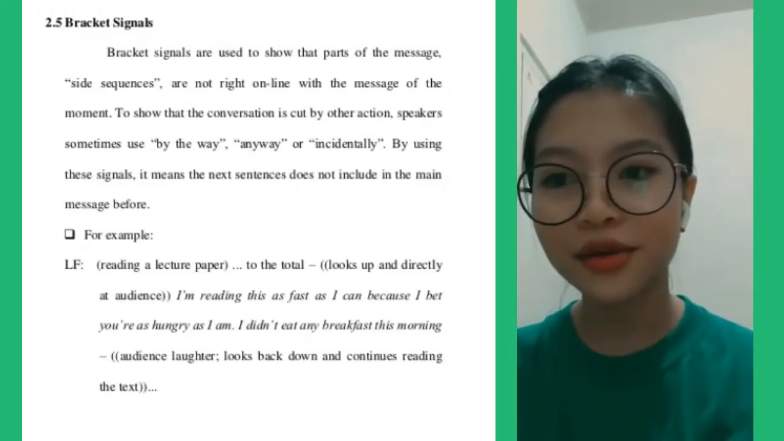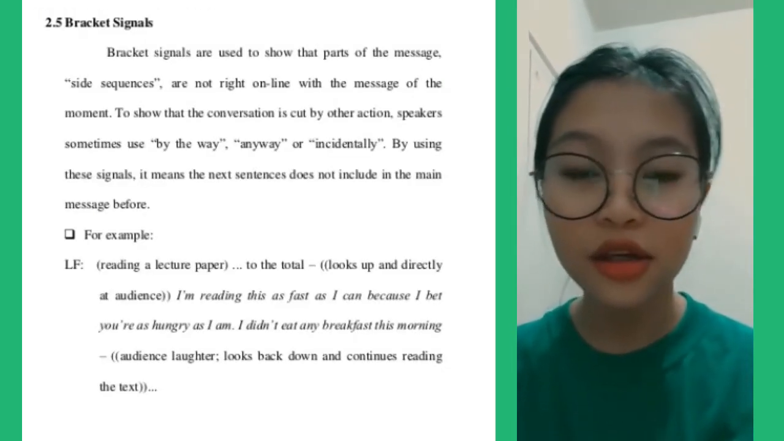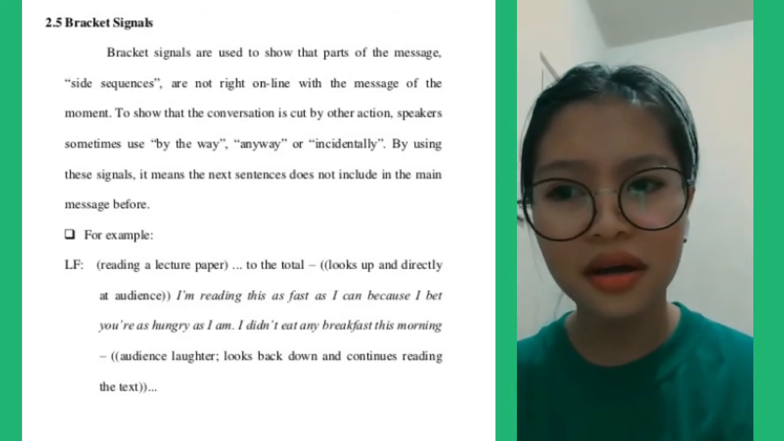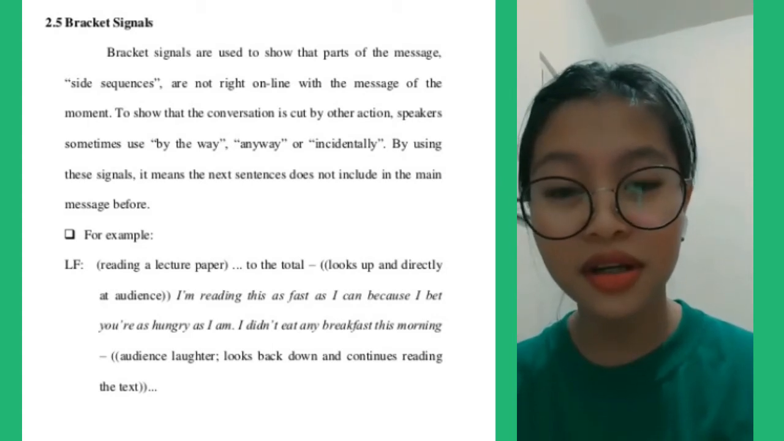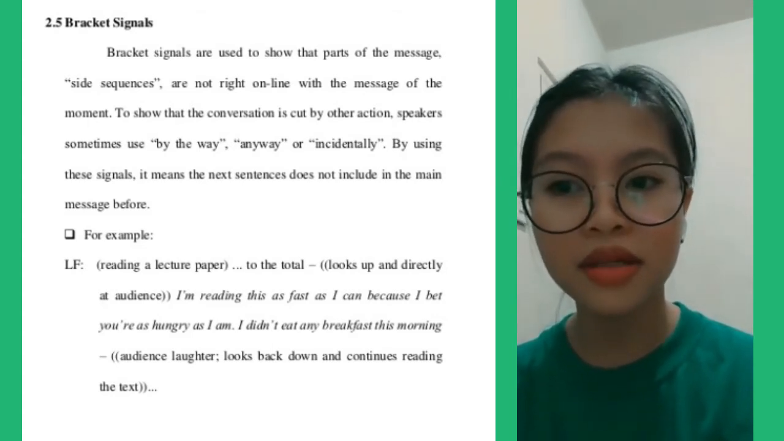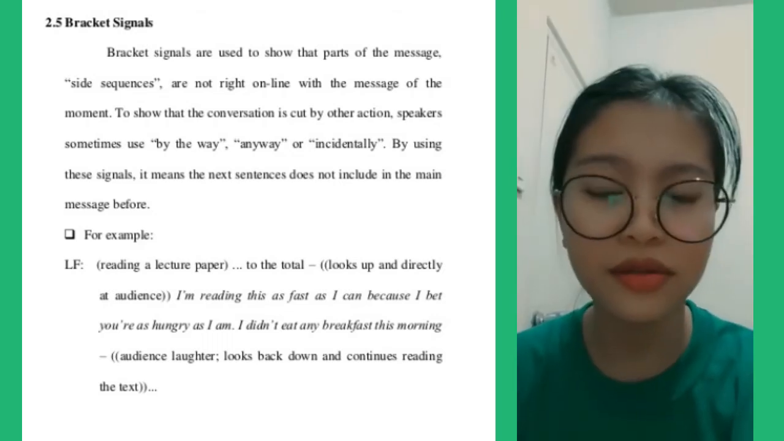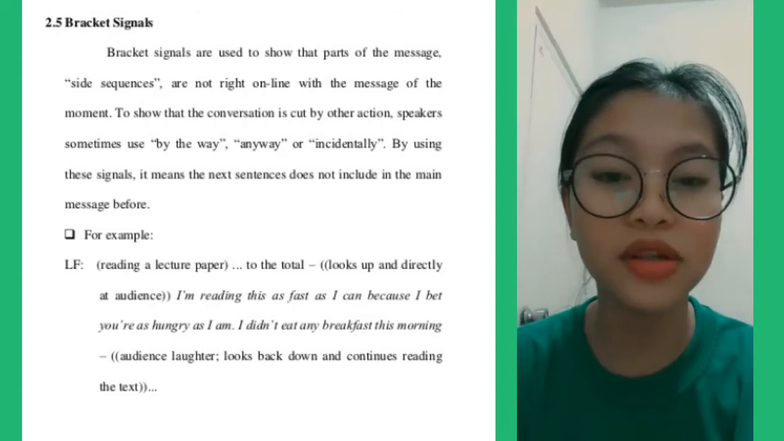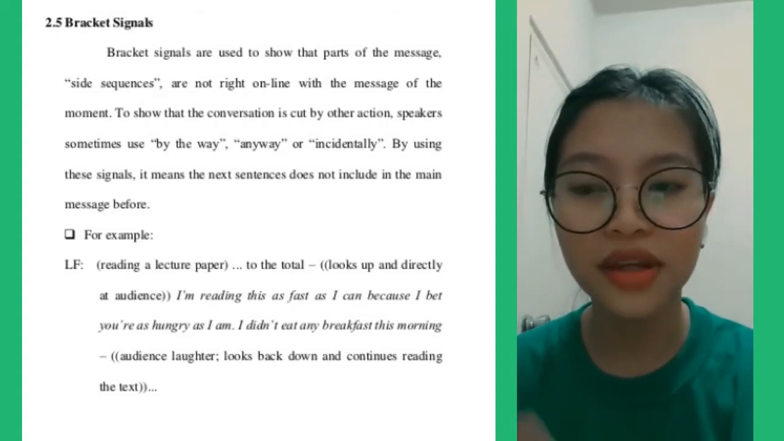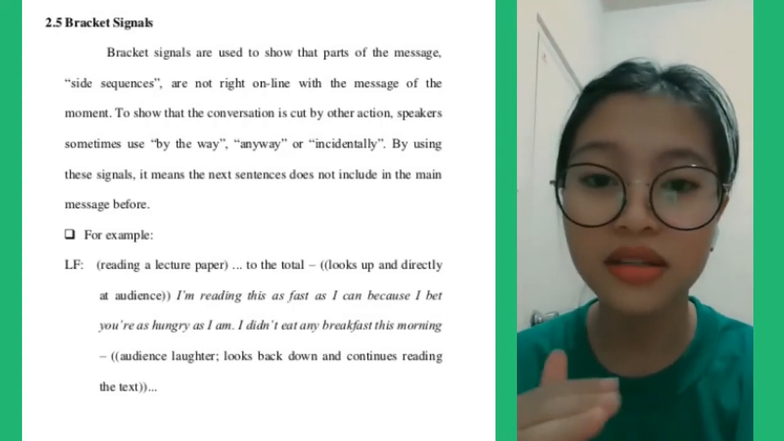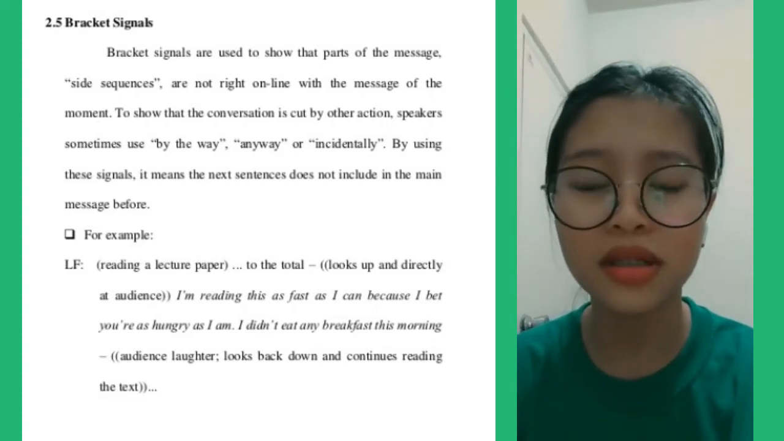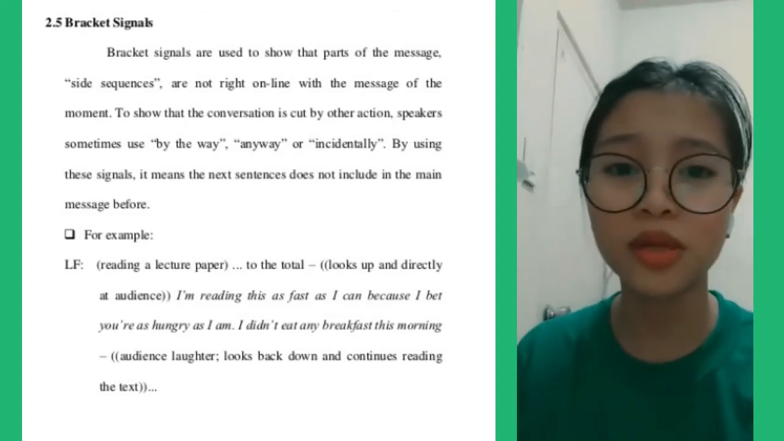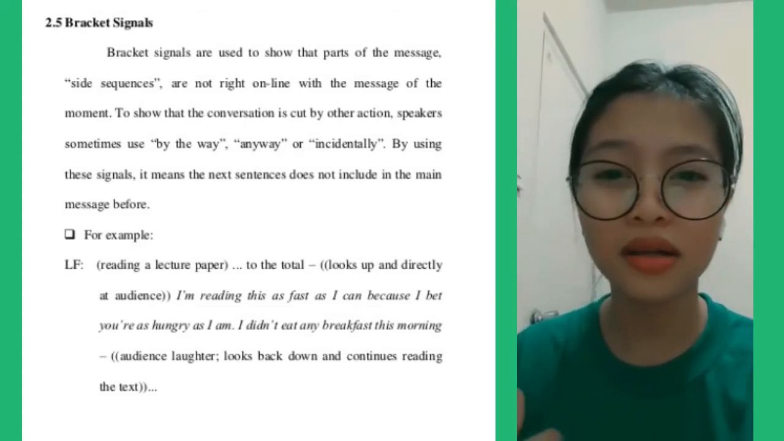Bracket signal. Well, bracket signal is used to show that some parts of the message or a side sequence are not right on the line with the message of the moment. So for example, your teacher is discussing discourse analysis. After she read the meaning of discourse analysis, she looks up at you and then says, I will speed up the lecture because I know you are hungry, and then she would get back into the topic again.